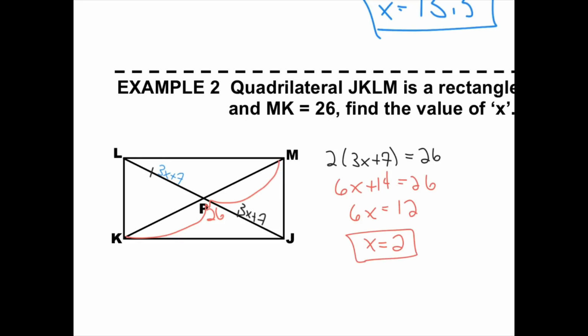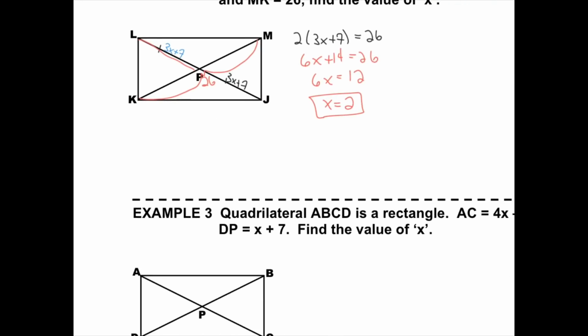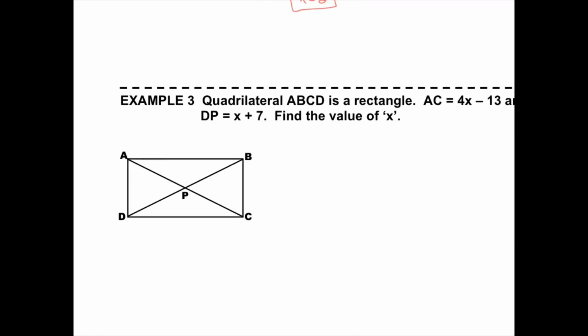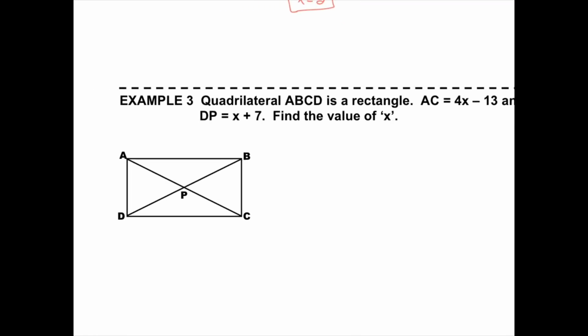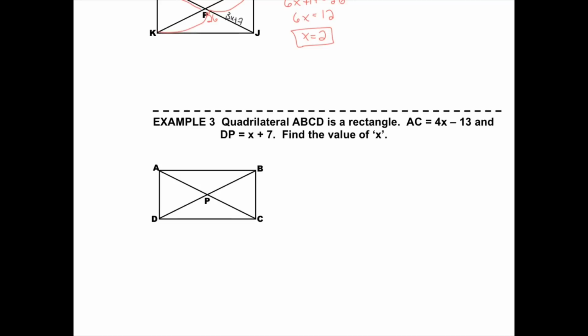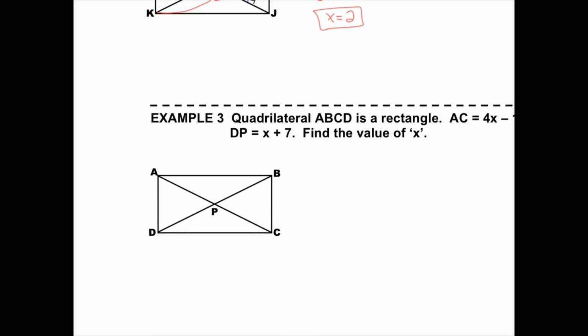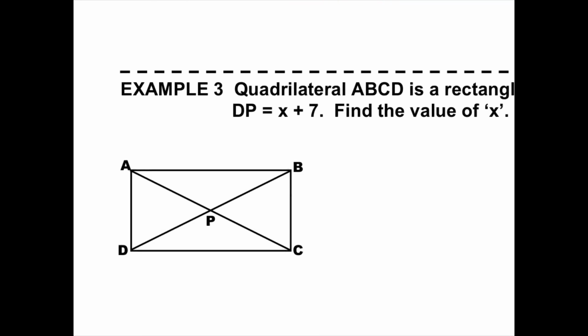So fill out your picture, guys, and be really careful when you're doing that. We had a lot of problem with realizing, okay, this part's 3x plus 7, so the other part is 2x plus 7, okay? Let's go to example 3. Quadrilateral ABCD is a rectangle. It says the diagonal AC is 4x minus 13.